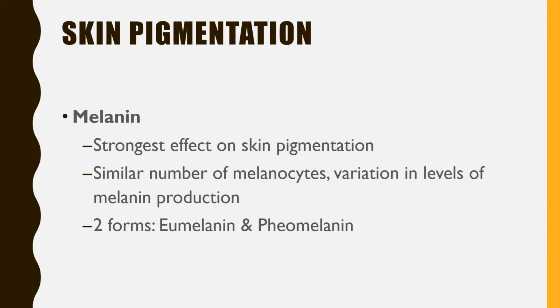Melanin plays the biggest role in skin pigmentation. The reason for this is because it can vary in the amount that a person has. It can vary also in the density of it and how it's distributed throughout the body. It's a common pigment, we know, found in nature. Not only do we have it in our skin, but melanin is also found in animal fur. It's also found in the wings of birds as well.